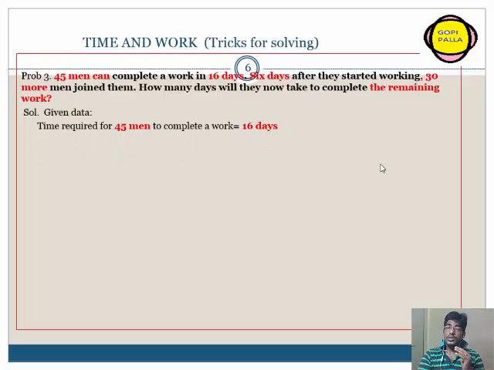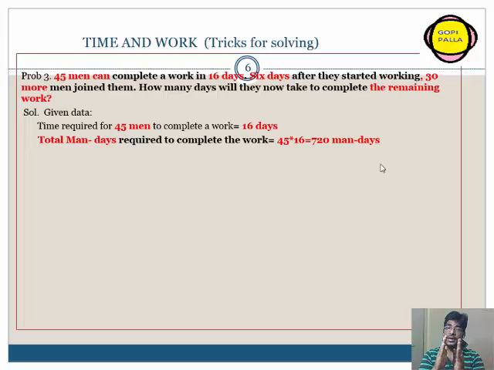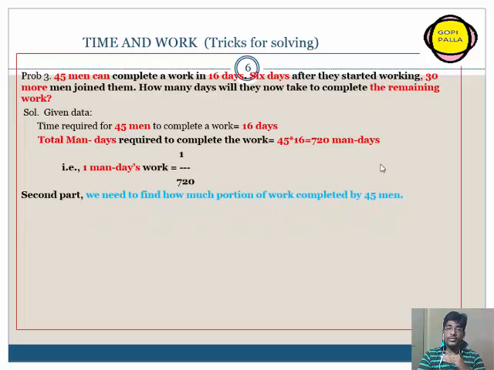We'll go to the question. The time required for 45 men to complete the work is 16 days. So this is man-days. The total man-days is 45 into 16, so 720 man-days are required to complete the work. So one man-day's work is 1 by 720 of the work, and that is the first part.